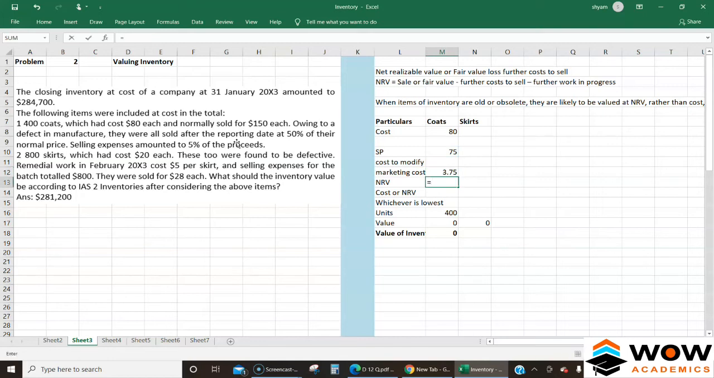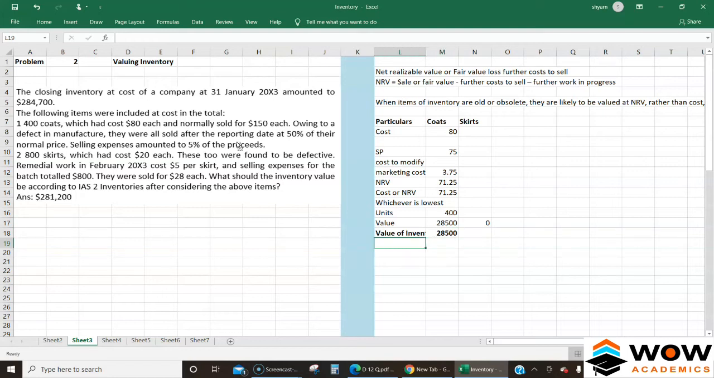So the NRV would be this number minus the selling expense, so it's 71.25. Whichever is lower, 71.25 is the lower number. And how many units do we have? 400, so we'll multiply. So the value of it is 28,500.